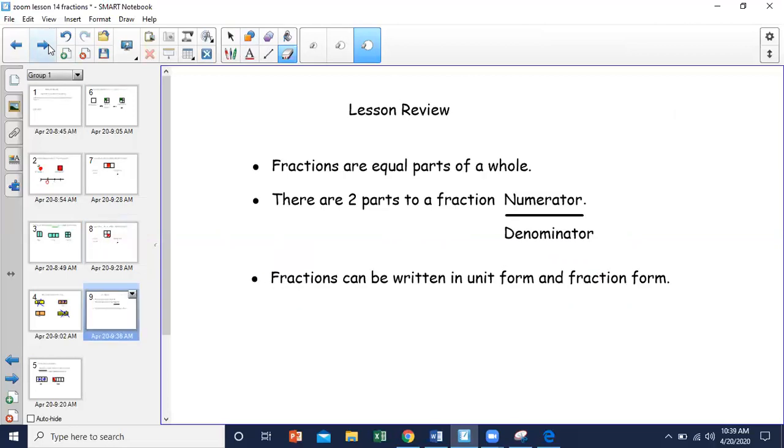All right, so just a quick lesson review. Remember, fractions are equal parts of a whole, and there are 2 parts to a fraction, a numerator and a denominator. And we also can write fractions 2 different ways, in unit form and fraction form.